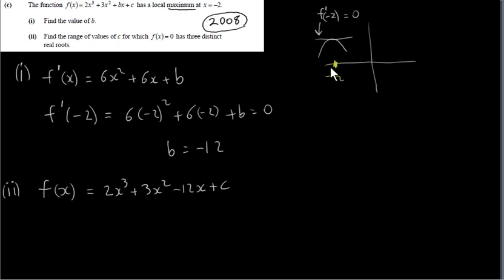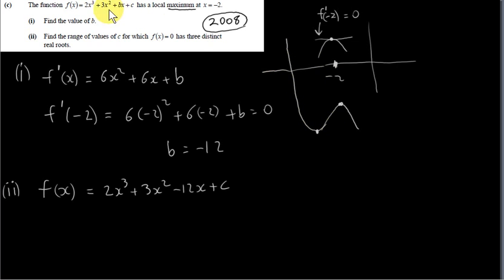Now, the only way that can happen is if the local maximum at x equals minus 2 is above the x-axis. Because if it was below the x-axis, suppose the local maximum at minus 2 was down here, well then the curve would look like this. It would only cross the x-axis at one point. It would only have one real root. It doesn't have to cross it there. It could also cross it up here.